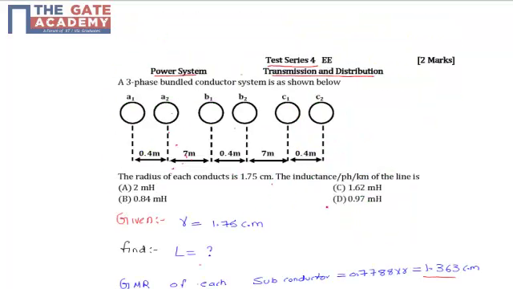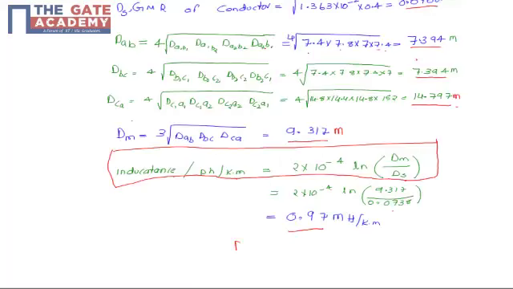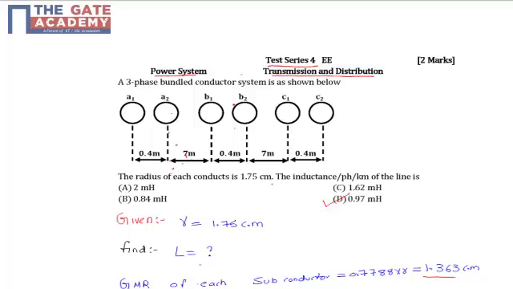That is option D. In this session we have studied how to calculate the inductance per phase per kilometer in the given 3-phase bundled conductor.